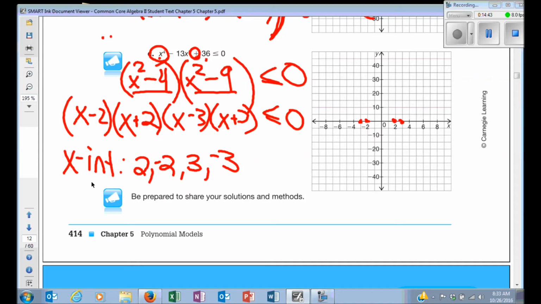It's even, and it's positive, so I know it's going to start up and end up. Looks like a funky W.